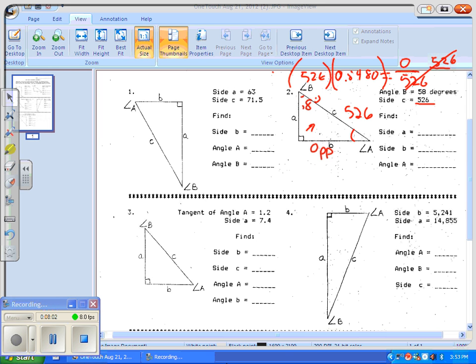What did I leave out? We didn't put something down. Angle A. Well, we take 90 degrees and we subtract, what was it? 58, so we have 32 degrees left. Okay.